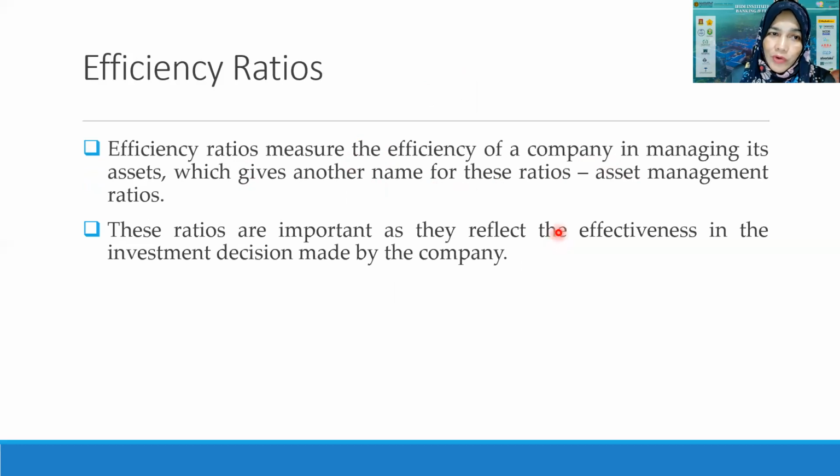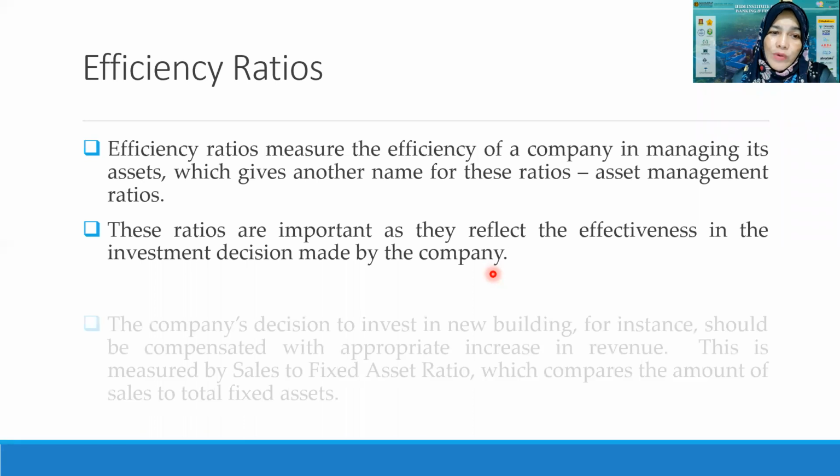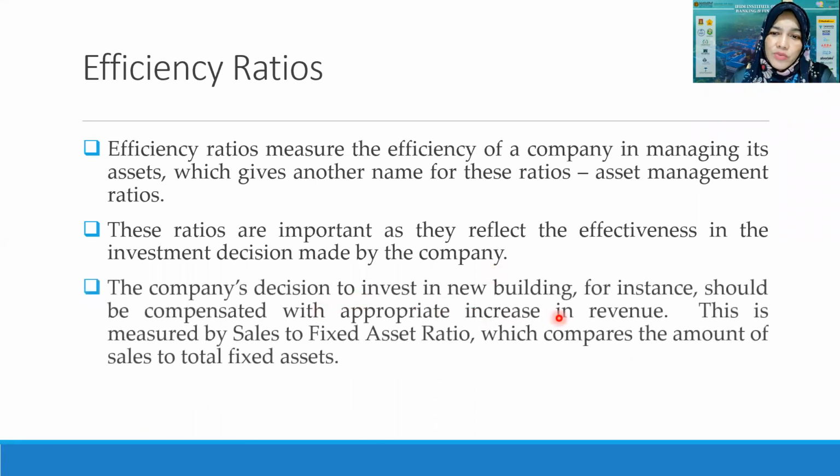So usually the company, of course, in running the business, needs to decide whether they need to add further assets. For example, to buy another building, to buy machinery, maybe to venture into a new line of business, or maybe to acquire another business. All those decisions, of course, need to be evaluated earlier, yeah? However, every decision to invest in assets will supposedly be compensated with an additional amount of sales. Then only it is a wise decision. So the company's decision to invest in a new building, for instance, should be compensated with an appropriate increase in revenue and also profit. So this is measured by the sales to fixed asset ratio, which compares the amount of sales to total fixed assets.